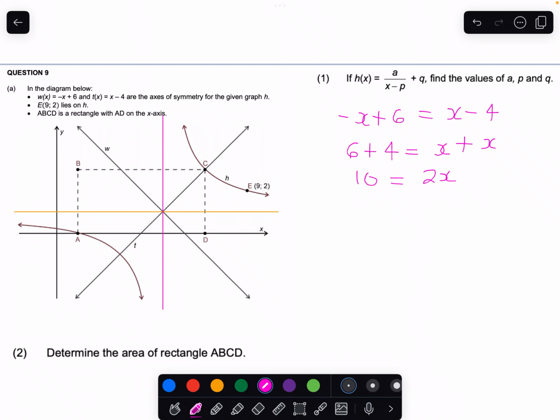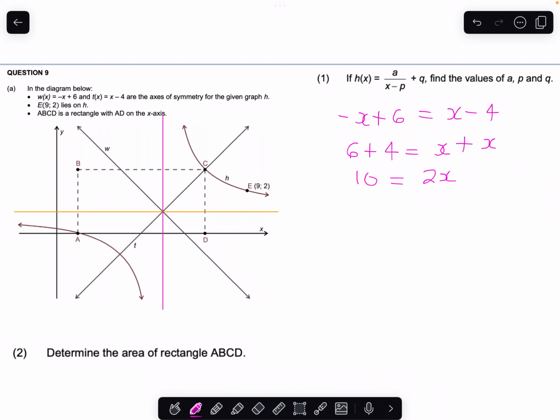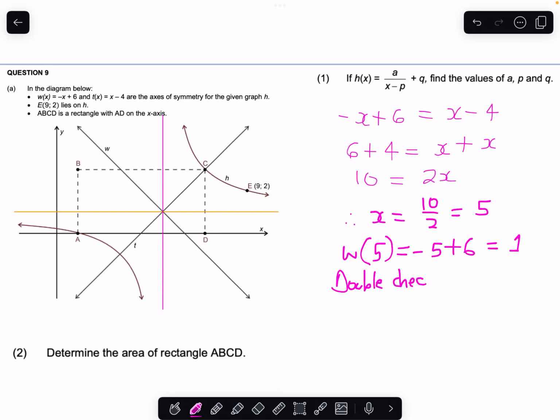This pen is too thin. I don't have to say it in words, I can do it in symbols. You can just double check by putting it into the other equation.